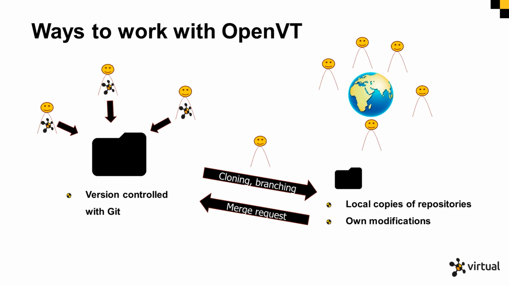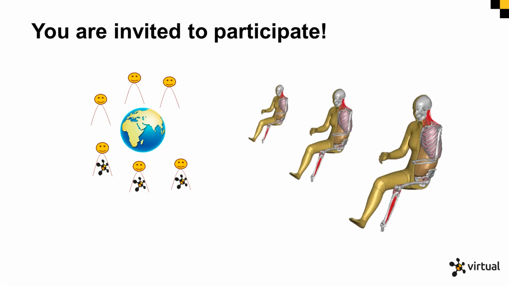That means this is a truly community-based approach. The user community as such can take part in the development, can fix bugs and so on. And that is what makes the open source approach so powerful. The user community is really fully integrated in the development of the contents. And that's what you can do on the OpenVT platform. Now that's also why we need you.